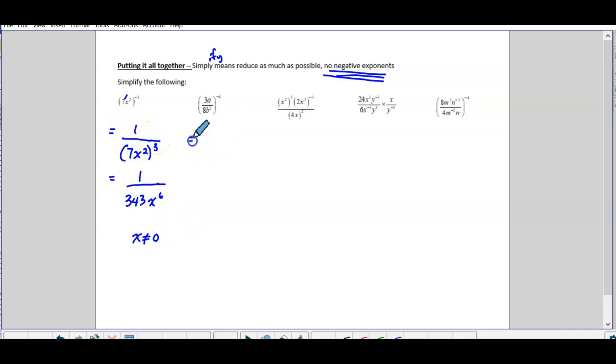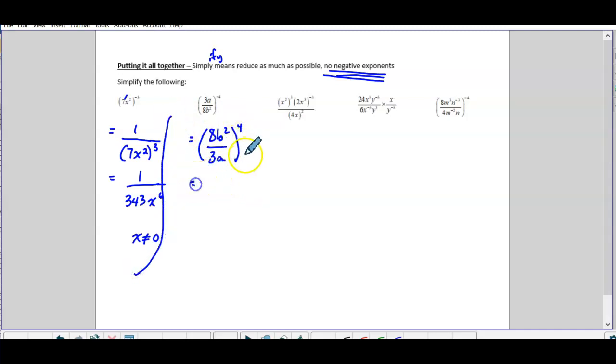Next one, take a look. Can you simplify anything in the brackets? No. So then the whole thing is raised to the exponent negative 4. Before expressing each numerator and denominator to negative 4, because the whole thing is raised to a negative, I'm going to flip it to make it positive. So take the reciprocal, will be 8b squared over 3a to the positive 4.